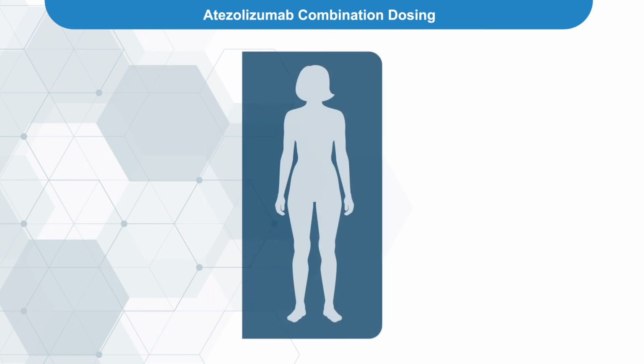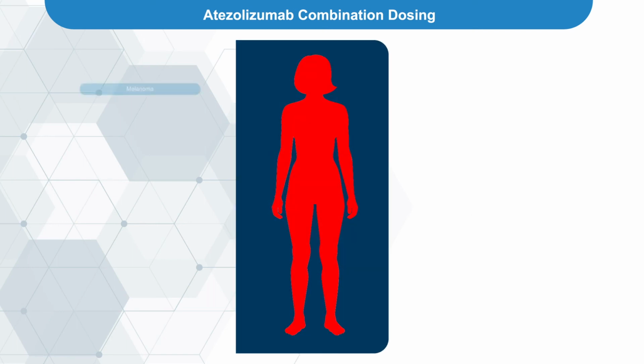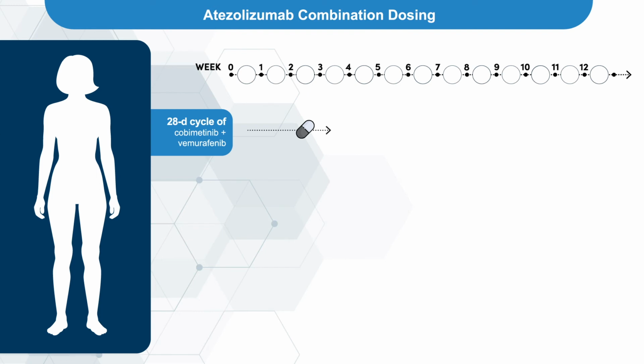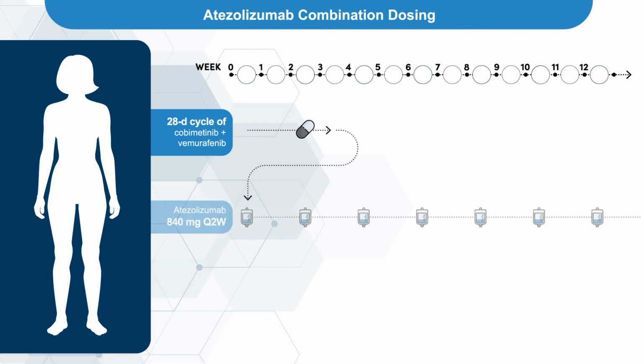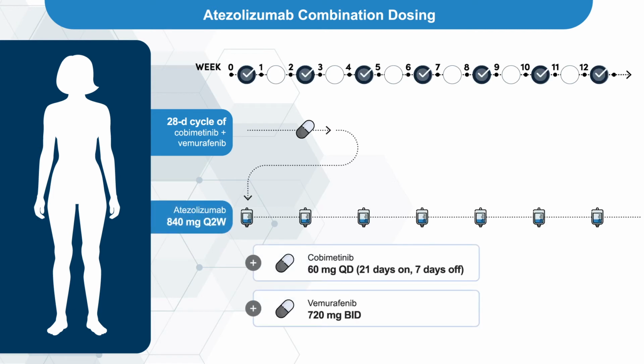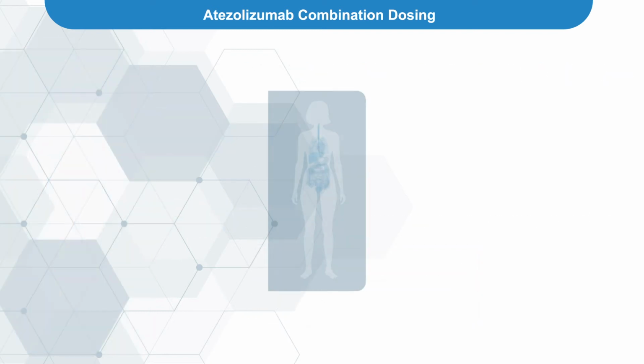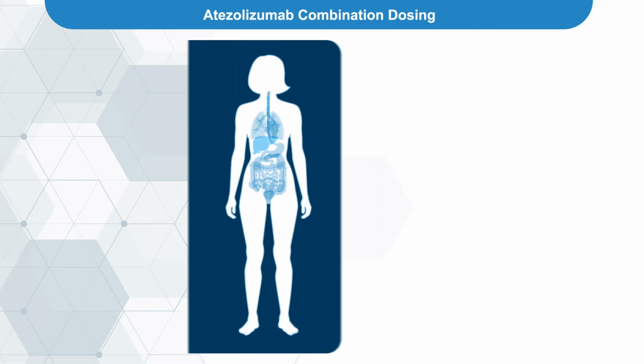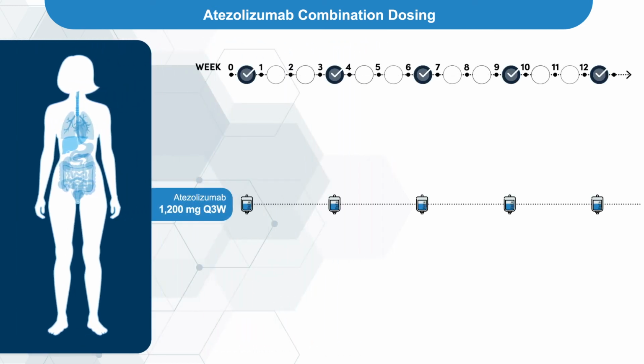For patients with melanoma, atezolizumab is FDA approved in combination with cobimetinib and vemurafenib. This regimen involves administering cobimetinib and vemurafenib for a 28-day cycle, followed by the addition of atezolizumab administered at 840 milligrams every 2 weeks. Atezolizumab is approved to be given in combination with other therapies for several indications. Here, atezolizumab is dosed at 1,200 milligrams every 3 weeks.